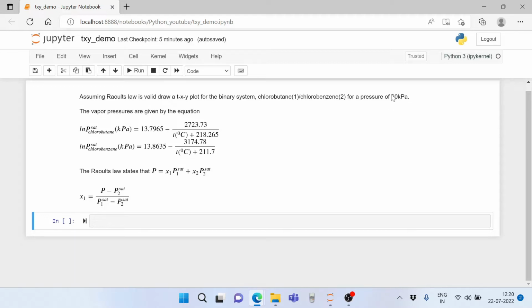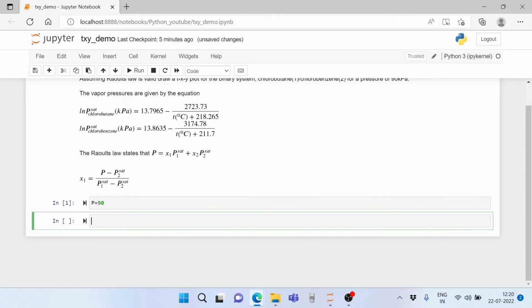The system pressure for this problem is 90 kilopascal. You can choose any other pressure also, and the steps would be the same. So first, let us declare the variable for system pressure. So P is equal to 90. Since P would be reflecting in many of the calculations, it is better to fix its value so that we do not have to enter 90 each time. The advantage also is that we can run the program by choosing a different pressure altogether and get the results.